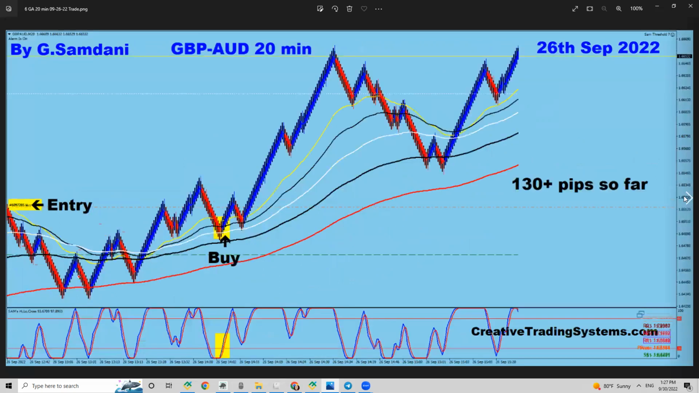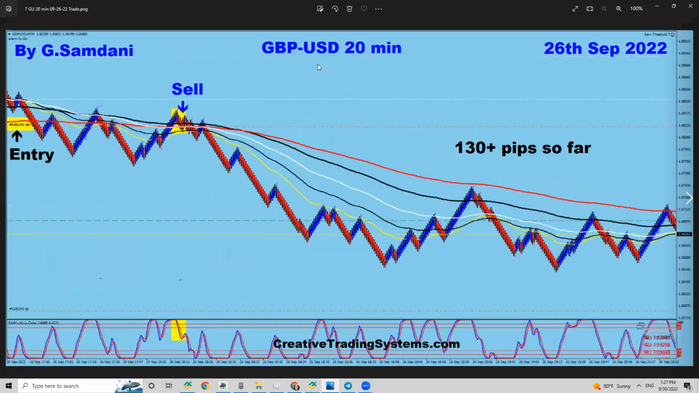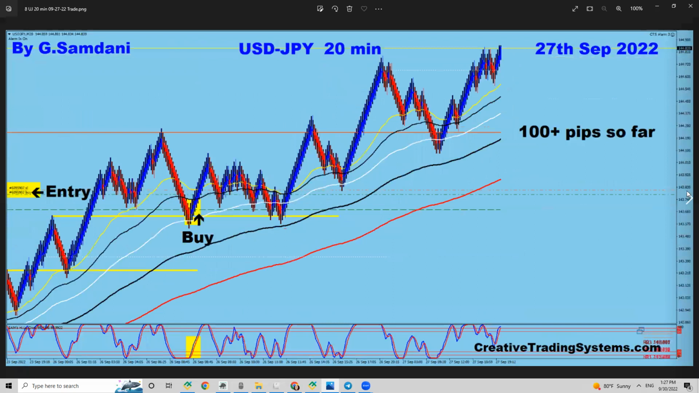And this one again, pound Aussie, 130 pip to the upside, same day, the 26th. So a lot of volatility on the 26th. And then you can see pound USD to the downside now after retracing. Well, after going up, then it's retracing. And here, see the sell order, this one, and then all the way down for 130 pip on the 26th.